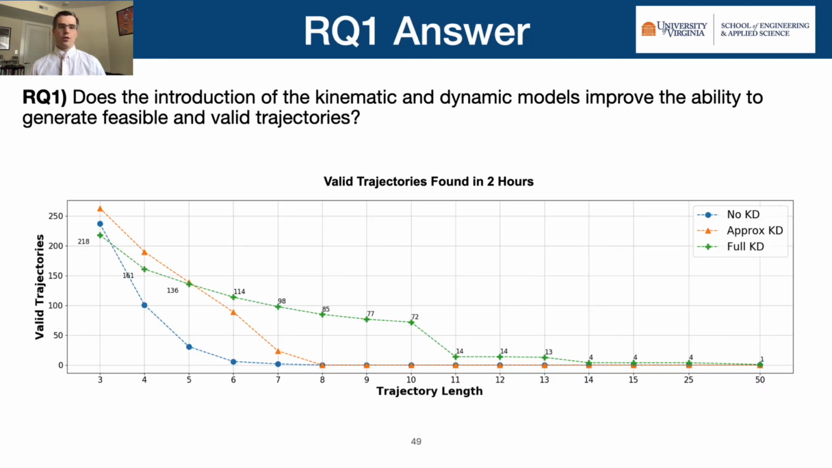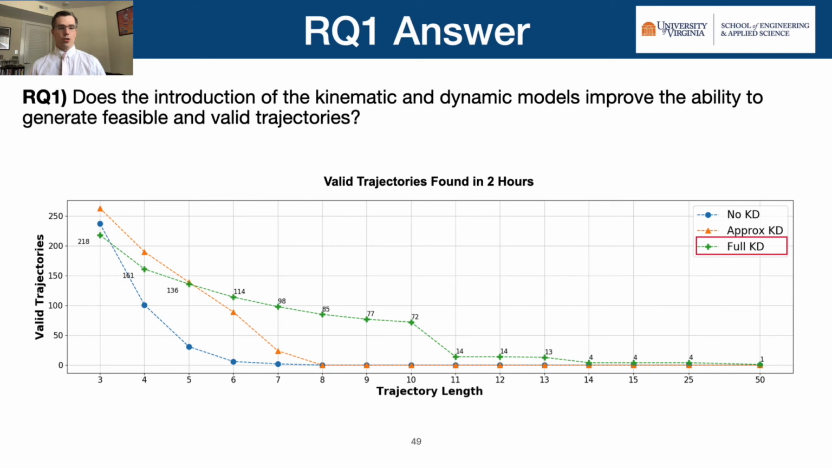To answer the first research question, we ran our experiments to see how many physically valid trajectories were generated in a set time as we varied the length of the trajectory. We generated trajectories using 3 different techniques. The first technique used no kinematic and dynamic model, and the results are shown as the blue line with circle markers. The second technique used an approximated kinematic and dynamic model that approximated the reachable set using the quadrotor's maximum velocity. The final technique used a more expensive and accurate full kinematic model.